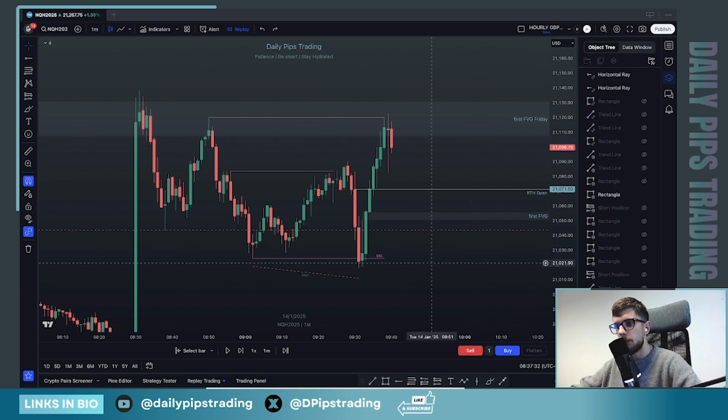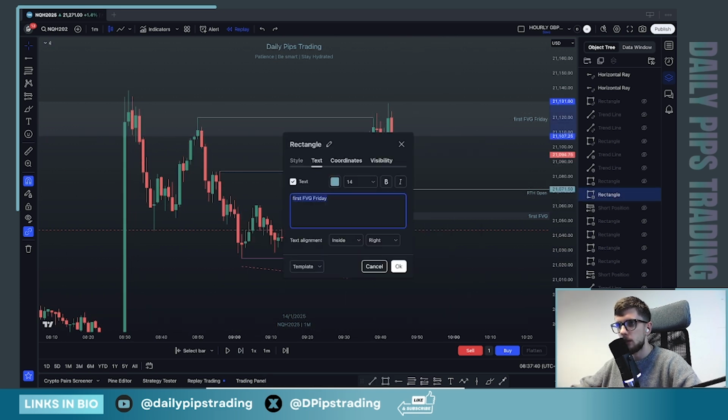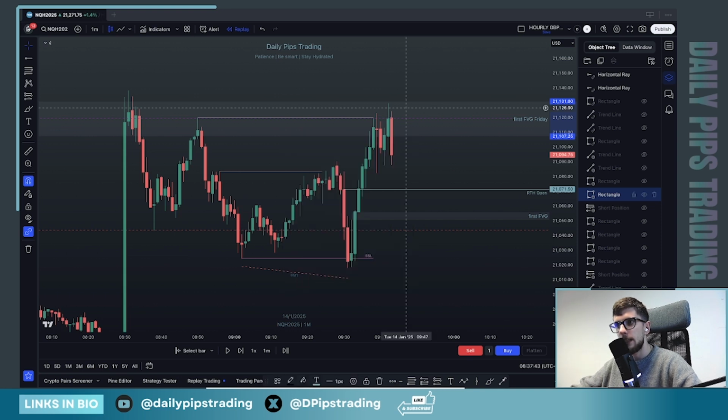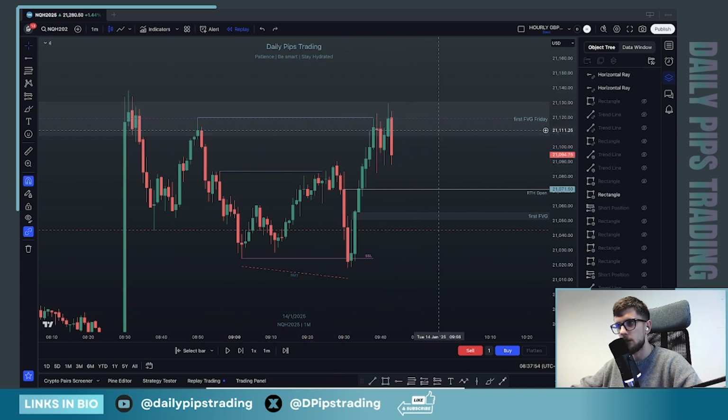This top is not random. Marketplace respecting this. Take a look even here. Consequent encroachment, or the 50% level of it, respected, right? Even though we're looking for that double top to get taken, it's not. And this is explaining why it's not, because time-based concept talks about importance of Friday range that can even help you to predict the whole weekly range next week, right?